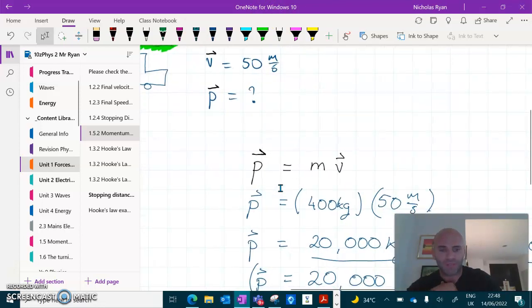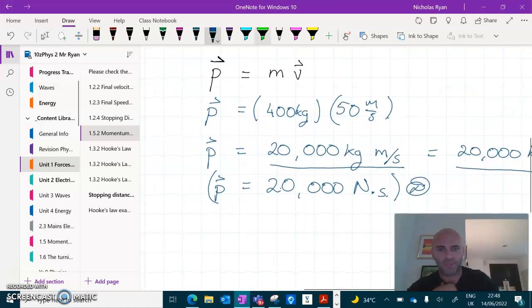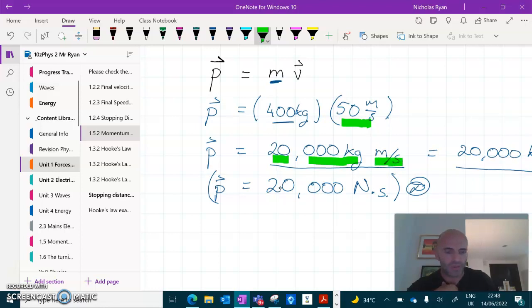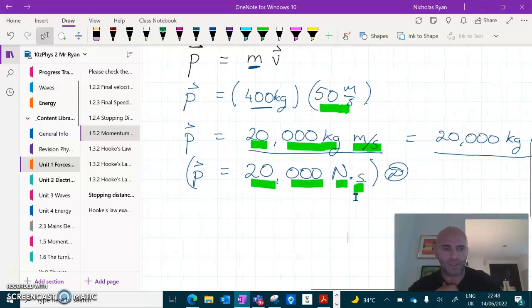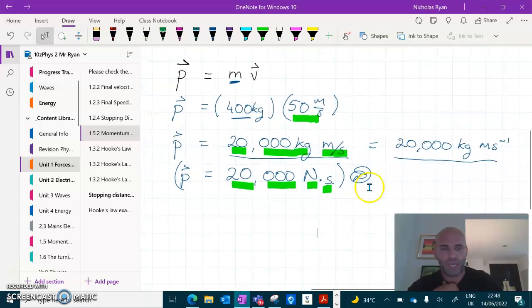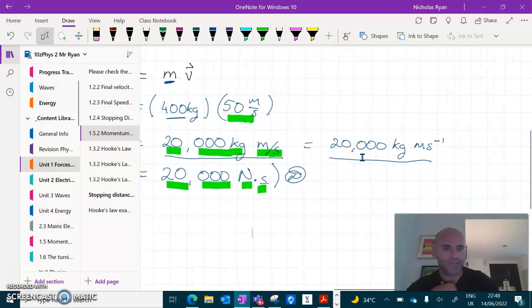Okay, the math bit is super simple, like I said. All you do is you write your equation, you sub in your two values. The mass is 400 kilograms, the velocity is 50 meters per second, and the overall momentum is 20,000 kilogram meters per second. And of course, another way of writing that is to say that it's 20,000 Newton seconds, and we'll come to why that is later on. It's got another unit as well. Of course, kilogram meters per second can also be written like this: kg on top, meter second to the -1 on top.